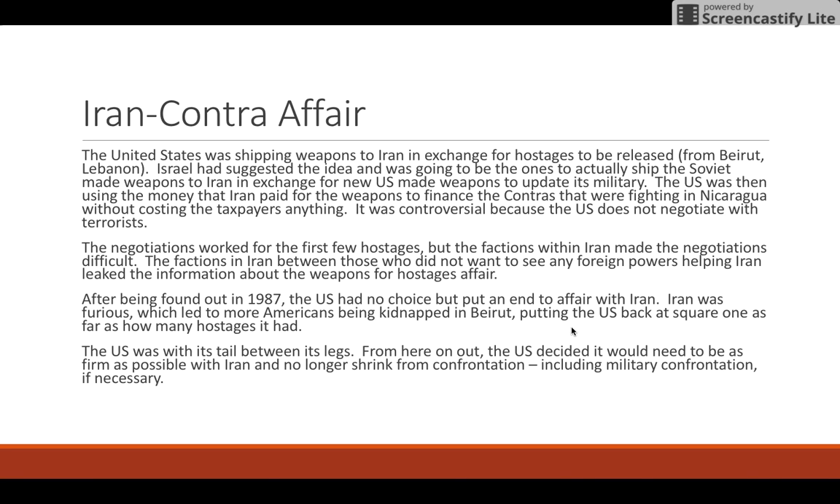And so they no longer can continue financing or giving weapons to Iran. Because of this, the Iranians, once again, take more hostages. So everybody's back at square one, and it just makes everybody look foolish because they weren't able to have this big faction going on.